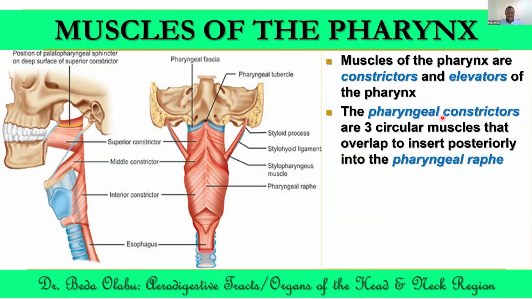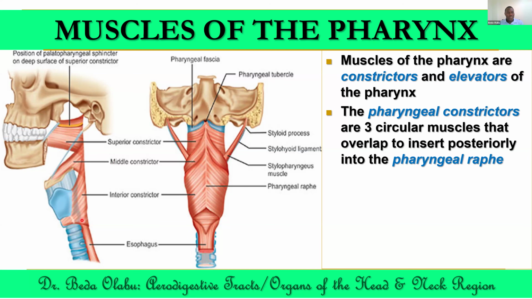The pharyngeal constrictors run in a circular fashion, as I've already mentioned. So they arise from various anterior structures and insert posteriorly through a midline raphe that we call the pharyngeal raphe. There are three muscles: the superior pharyngeal constrictor, the middle pharyngeal constrictor, and the inferior pharyngeal constrictor.